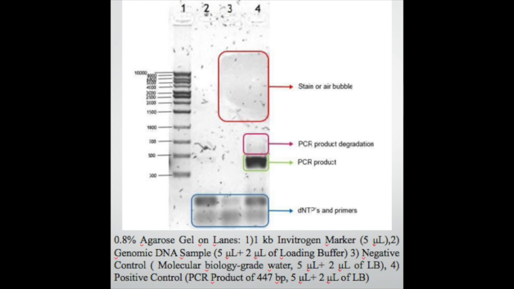We have a 0.8% agarose gel. On the lanes: 1, kilobase in vitro gene marker, 5 microliters; 2, genomic DNA sample, 5 microliters plus 2 microliters of loading buffer; 3, negative control, molecular biology grade water, 5 microliters plus 2 microliters of loading buffer; 4, positive control of PCR products of 447 base pairs, 5 microliters plus 2 microliters of loading buffer.